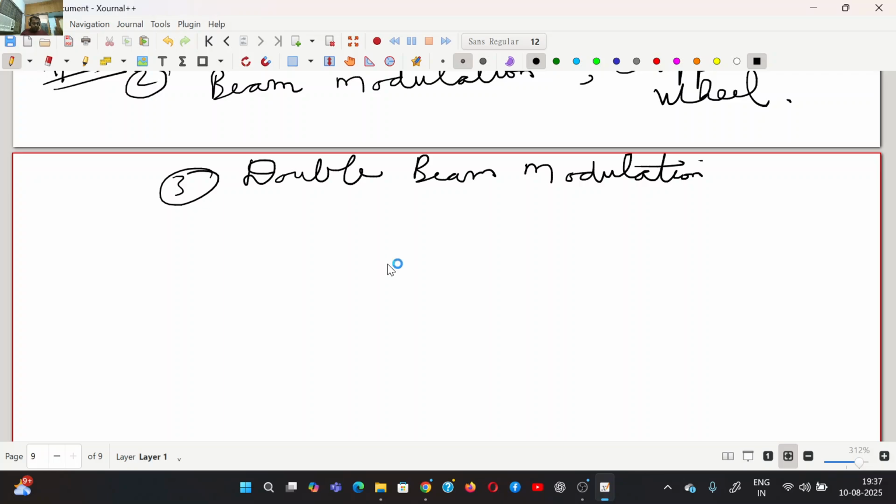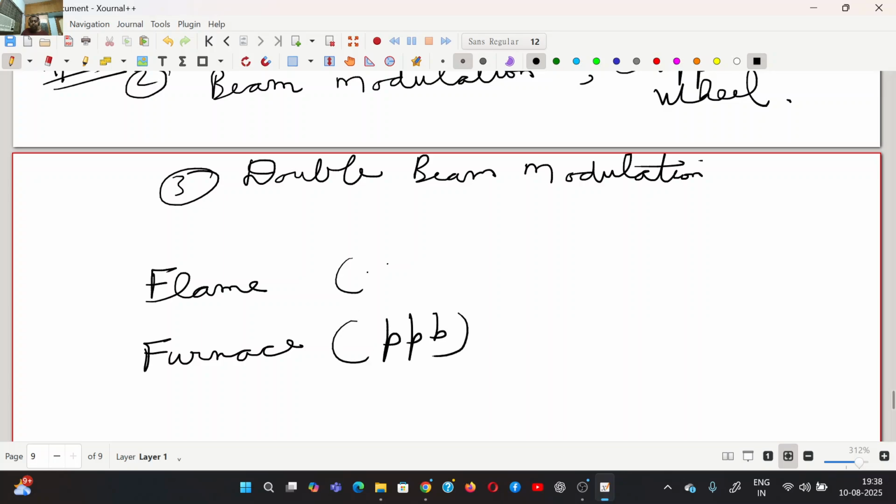It further evolved. Like I already told you about flame AAS and furnace AAS, flame mode and furnace mode. So furnace is even more advanced than flame. It can measure at ppb level, whereas flame can measure only at ppm level.